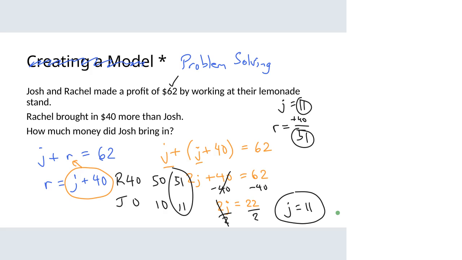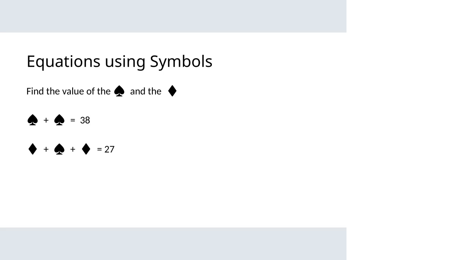All right, we got a couple more we're going to look at that might look unusual at first, but I think once you get used to looking at them, you'll see that they're not that different from things that you're already pretty comfortable with. Find the value of the spade and the diamond. So we have a spade and a diamond, and we want to figure out the value of those. And we have two equations and two variables, so we're going to be able to solve this. It's just what approach are we going to take?